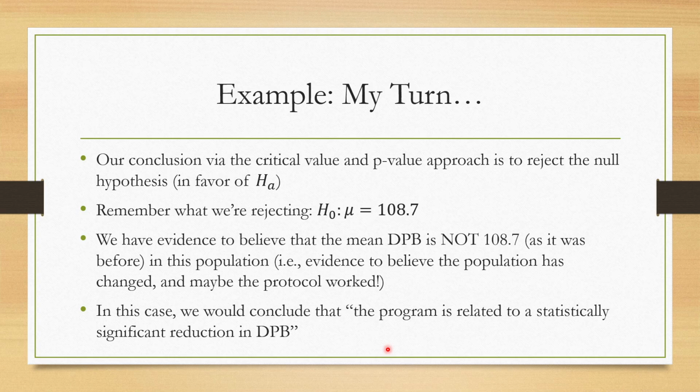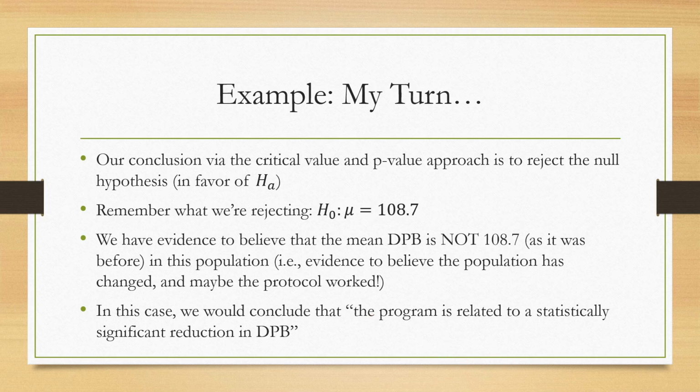So again, in this case, we conclude the program is related to a statistically significant reduction in DBP. And again, where does the reduction come from? Well, the reduction comes from going and looking at the sample value in comparison to this null value. The sample value is lower. So we have evidence to believe our null hypothesis is wrong. The question is, in which direction? And so we would look at the sample data to determine that.